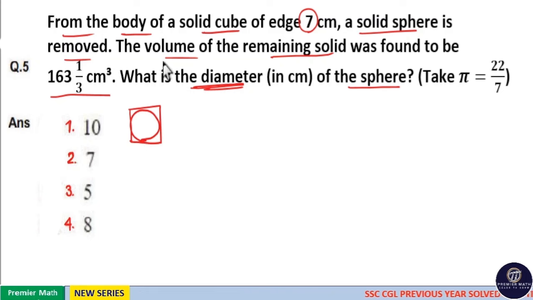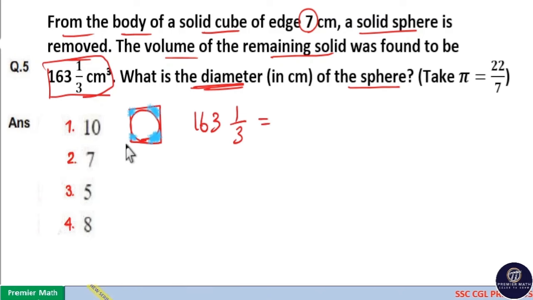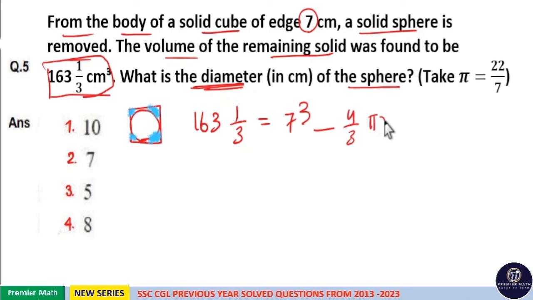Now the remaining part of the volume of this cube is given. That is this blue part. Now this remaining part is equal to 163 into 1 by 3 centimeter cube. So the remaining volume is equal to the volume of cube, which is 7 cube, minus the volume of sphere, which is 4 by 3 pi r cube.